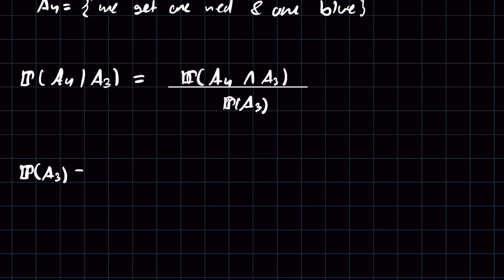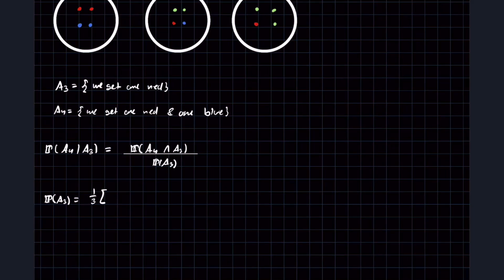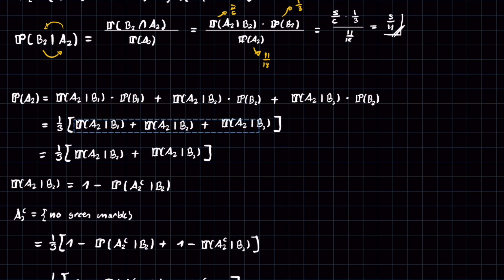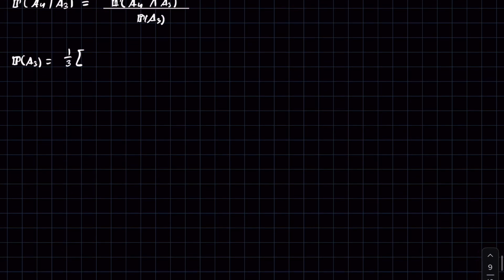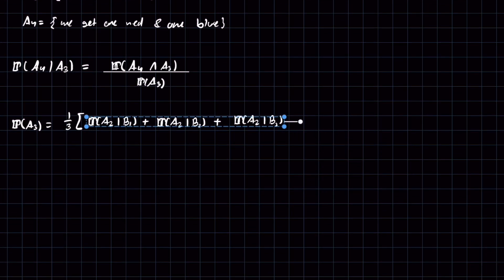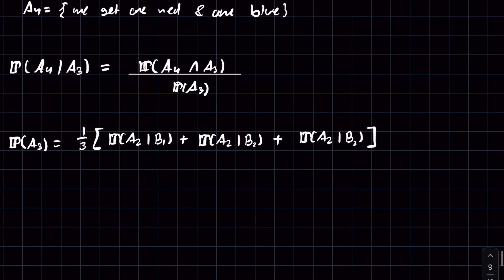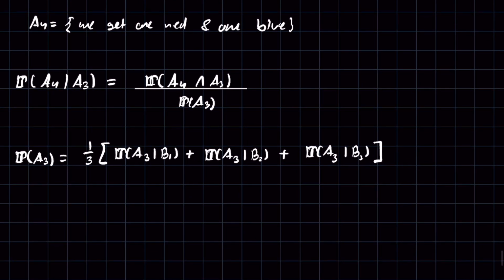P of A3 can be given by 1/3, and then the law of total probability. Let's just copy this here. We just have to change the A's. Copy, and paste. There we go. So let me change the A's to A3. Let's go and check A3. It says the probability, given that we chose bag 1, of us getting exactly one red ball.